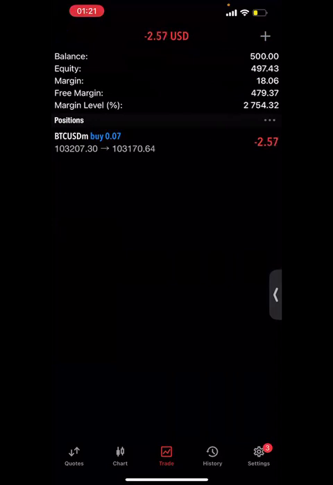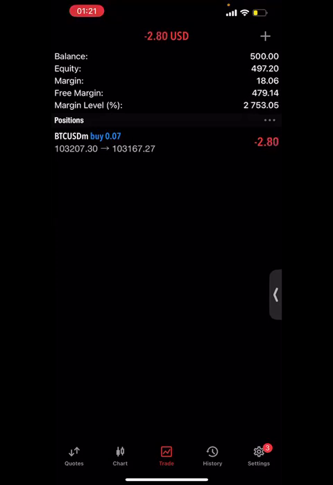You can see my equity. You can see my margin. You can see my free margin. You can see my margin level. Okay.